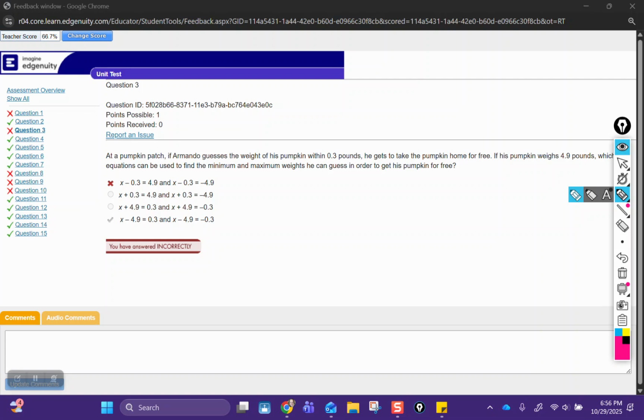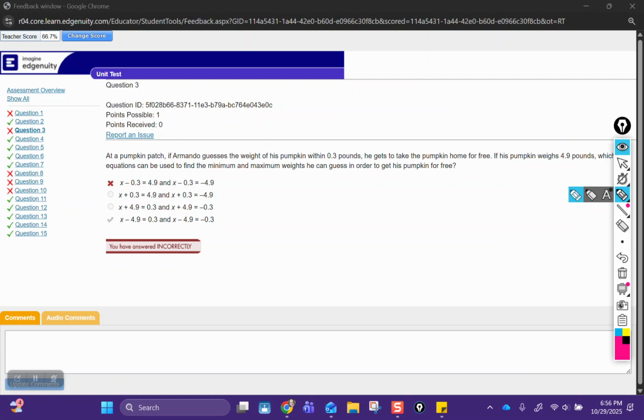As we look through these solution options here, we see some similarities, right? We're either adding or subtracting 0.3 from x, and then we're setting it equal to 4.9 and negative 4.9, or we're adding or subtracting 4.9 from x and setting it equal to 0.3 and negative 0.3. So we can start a couple of different places.